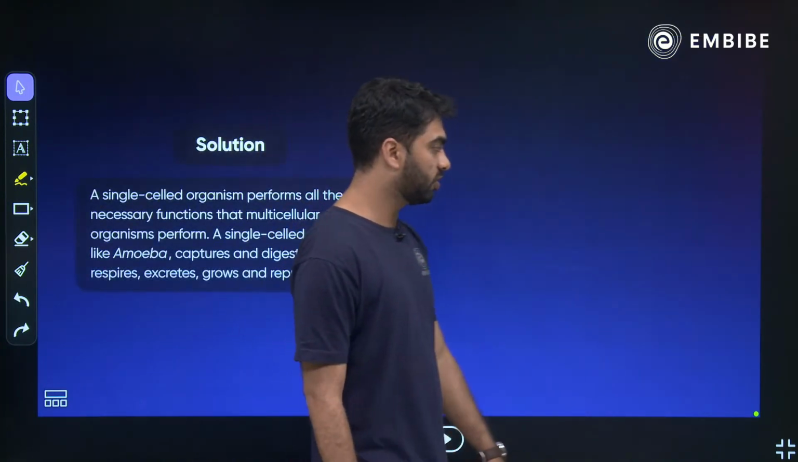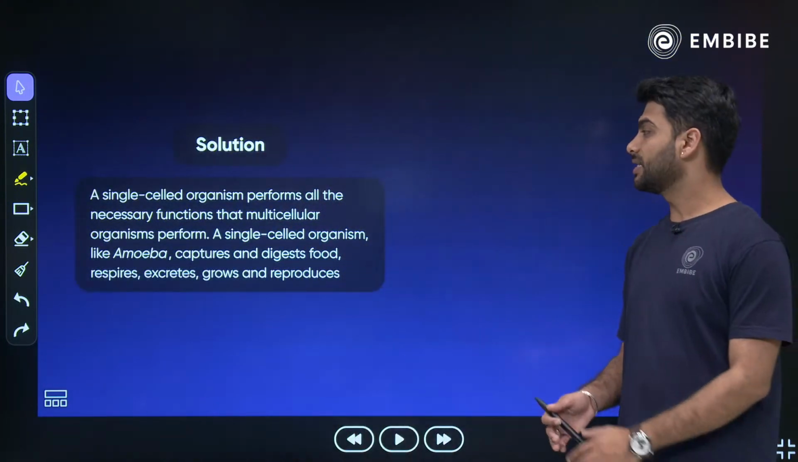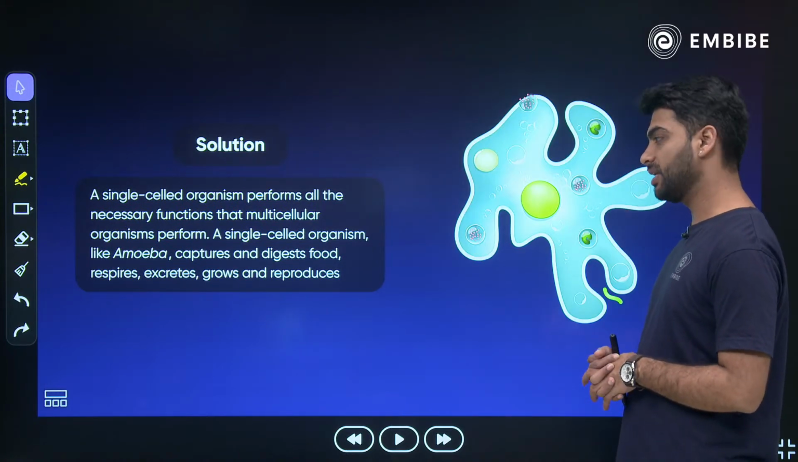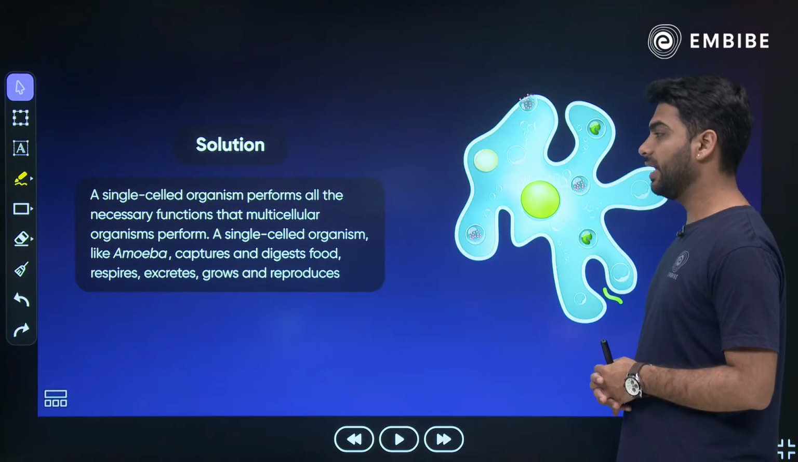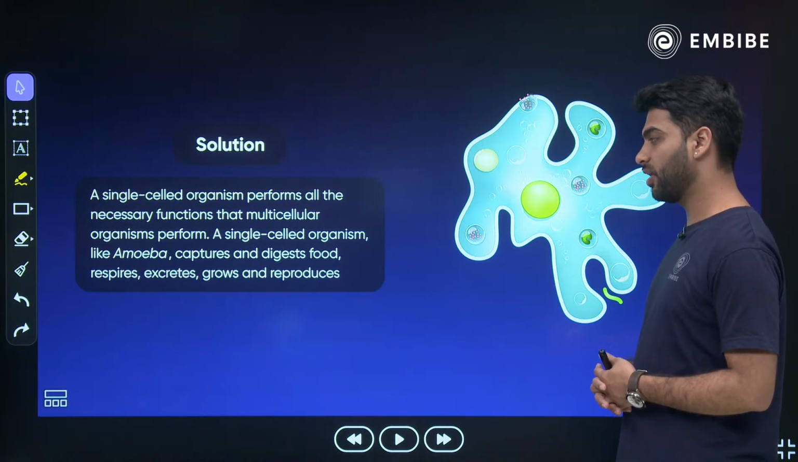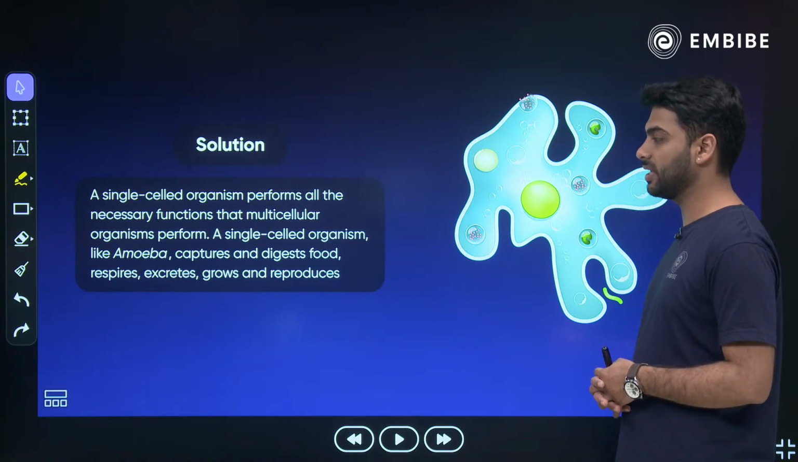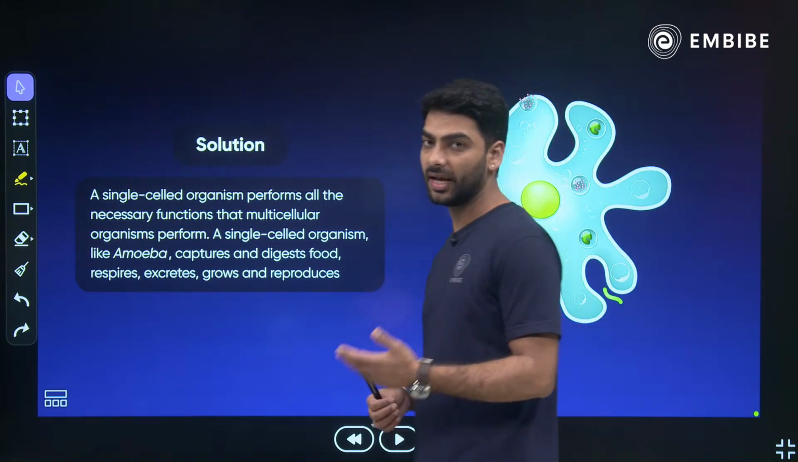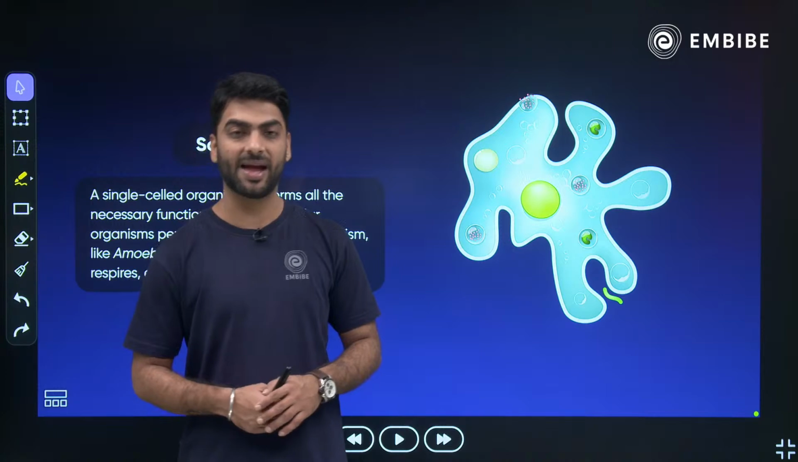Looking at the solution for this particular question, a single cell organism performs all the necessary functions which multicellular organisms perform. For example, an amoeba captures and digests food, respires, excretes, grows and reproduces. So that is why C is the correct answer. They definitely respire and reproduce.